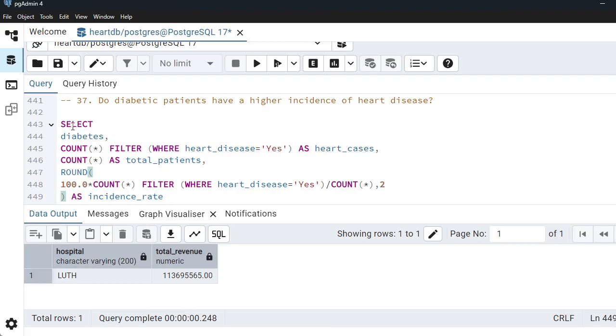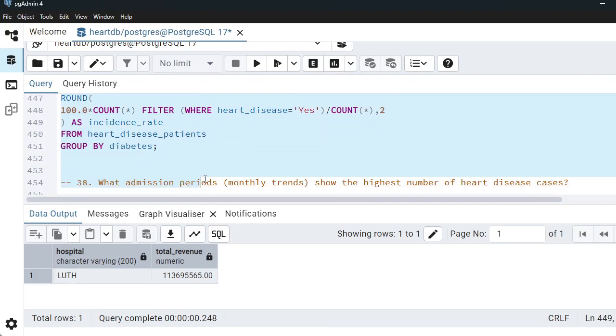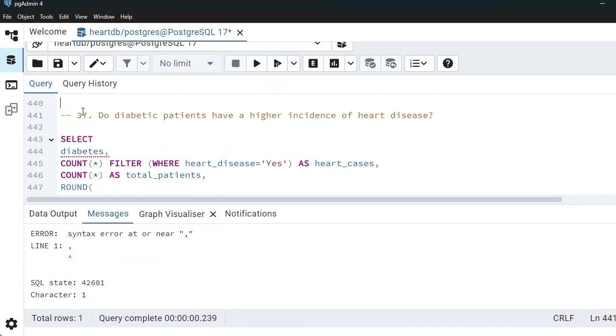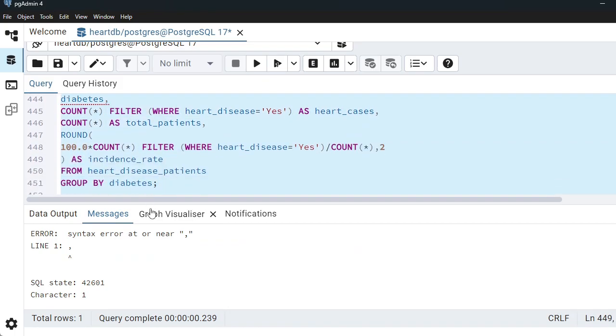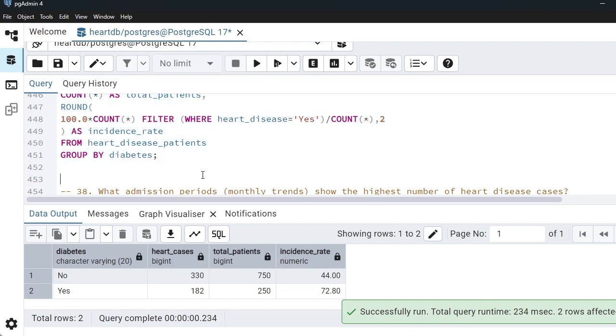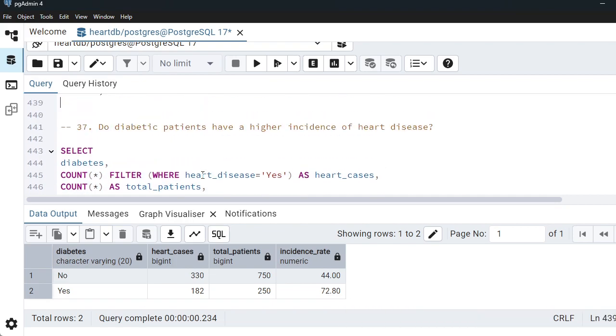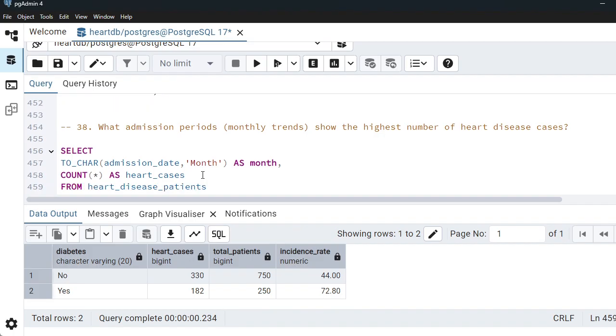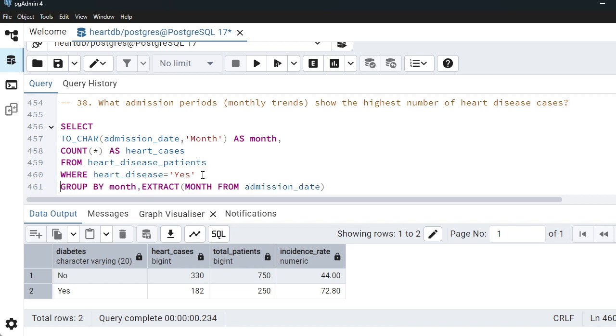Now we want to look at whether diabetes patients have the highest incidence. So run this. Let me go down here. Select from here to this place and run. So this is going to give you whether diabetic patients have the highest incidence of heart disease. No, yes, no. That means diabetes patients don't usually have the highest heart disease, because they have heart disease 330, and those people that have heart diseases are 182. So that means diabetes doesn't cause heart disease the most.